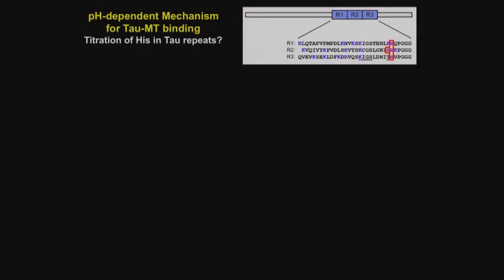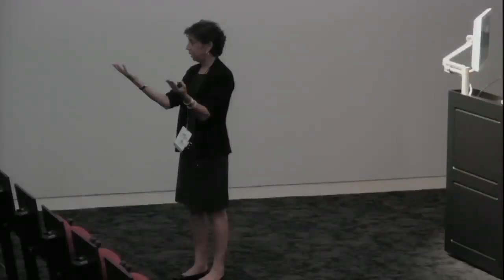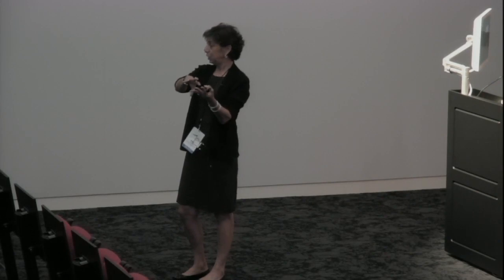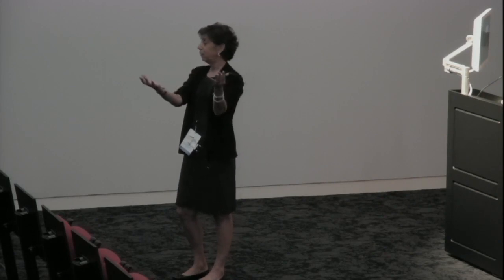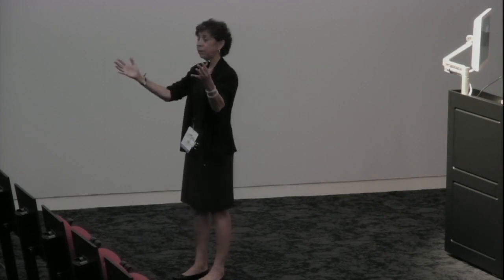So what's the mechanism? Well, lo and behold, even though it is not talked about, in each tau repeat, and even in R4 that's not shown here, there is an invariant histidine. Now, we should have thought about this before, but tau binds to microtubules through an electrostatic interaction. It's very positively charged. Microtubules are very negatively charged. So we thought, oh, maybe these histidines are titrating. When we increase pH, they're neutral, and tau is going to fall off microtubules because you're decreasing the electrostatic interaction.